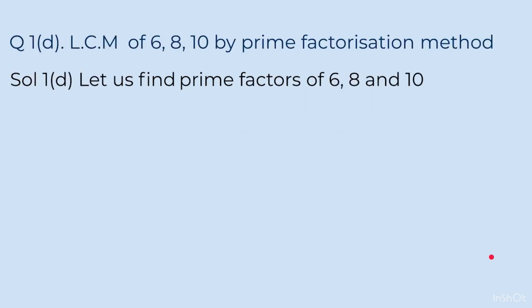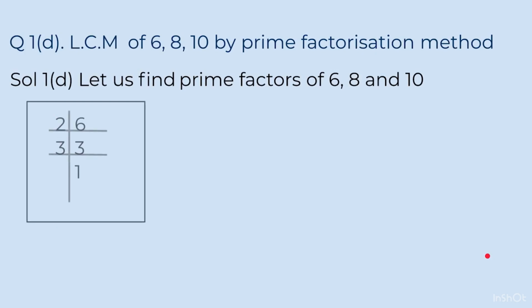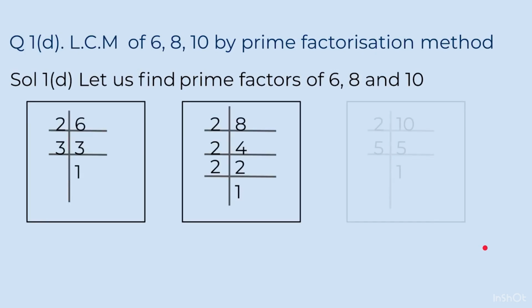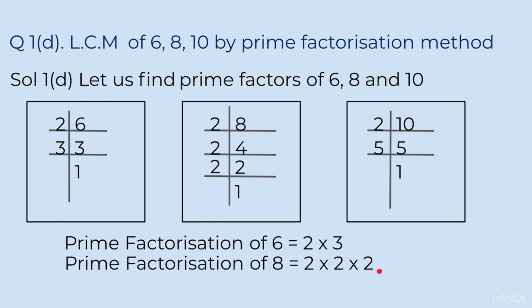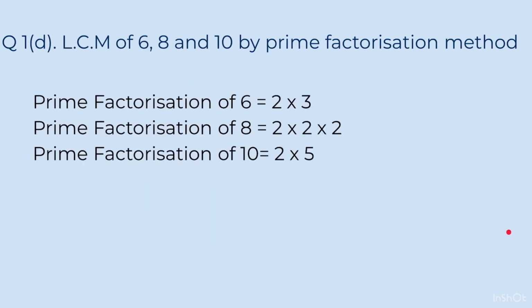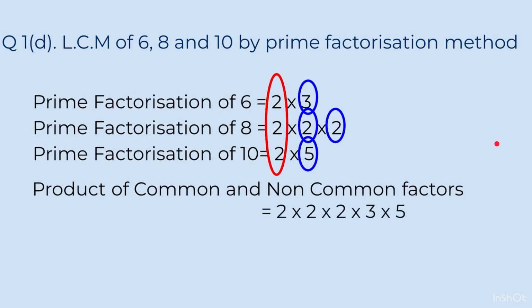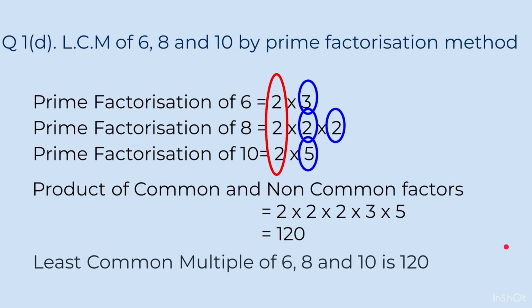LCM of 6, 8 and 10. Prime factors of 6, 8 and 10. 6 is equal to 2 into 3. 8 is equal to 2 into 2 into 2. 10 is equal to 2 into 5. So the common factor is 2 and the rest are all uncommon factors. The product of common and uncommon factors would be 5 numbers: 2 into 2 into 2 into 3 into 5, that gives us 120. So the LCM of 6, 8, 10 is 120.